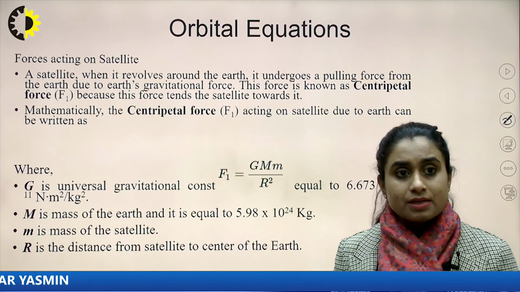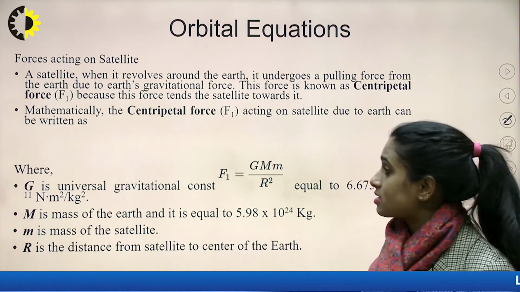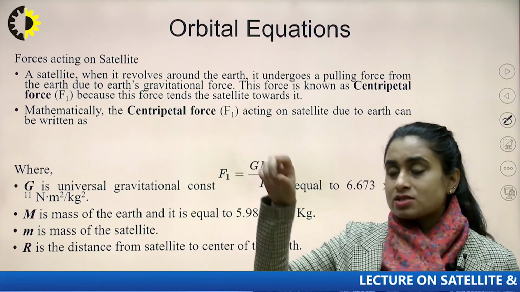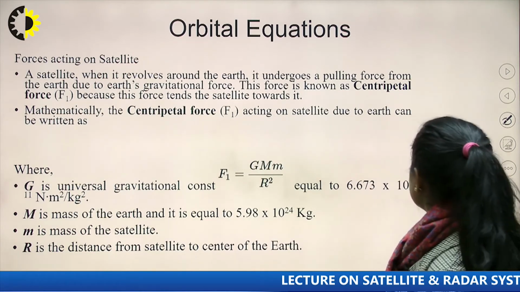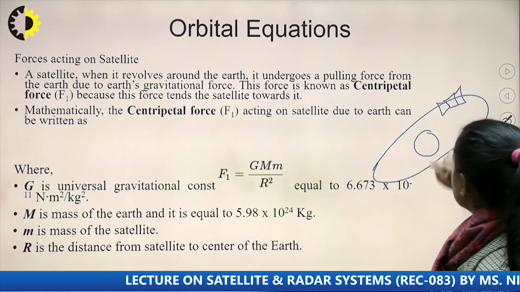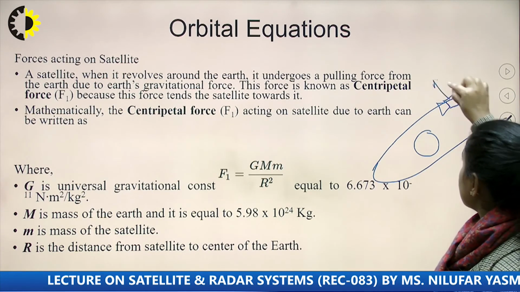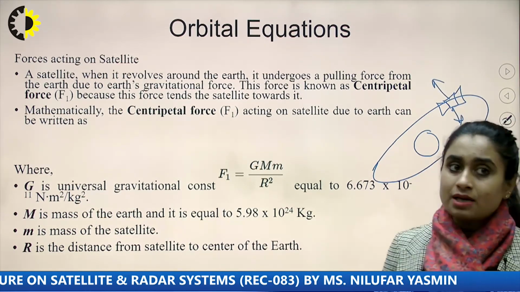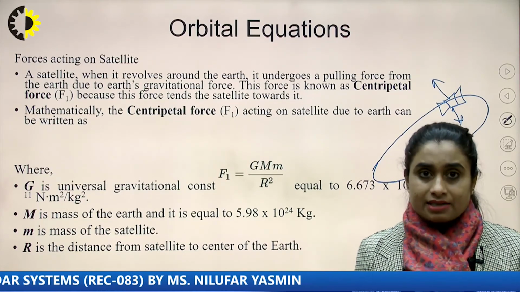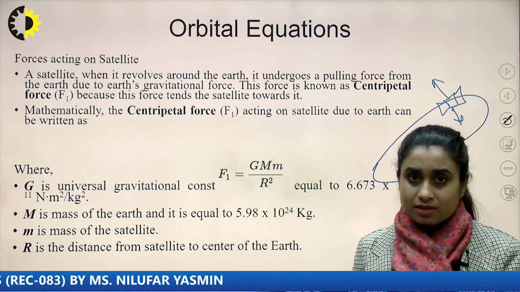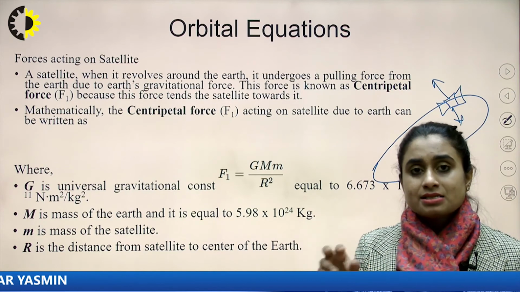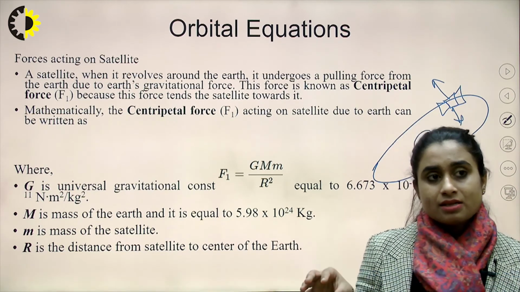Now if we talk about orbital equations, the forces that act on a satellite. When a satellite revolves around Earth, the forces in both directions need to be balanced, right? If this is Earth, this is my satellite revolving. If the satellite needs to hold its position at this point, the forces acting outwards and inwards must be balanced. We know when a body revolves, there are centripetal and centrifugal forces acting on it. Centripetal force will act inwards, centrifugal force will act outwards. So when these two forces are balanced, the satellite or the moving body remains in its orbit.